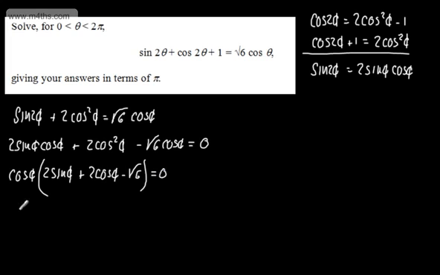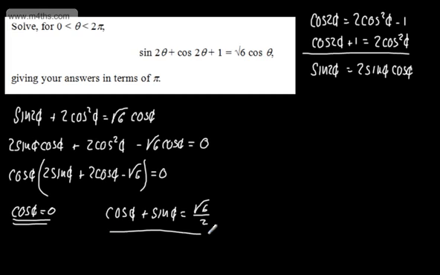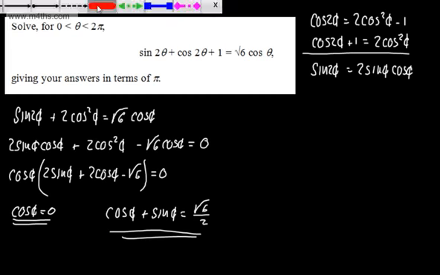If I rewrite this, cos theta would be equal to 0, which is nice and straightforward to deal with, or the quantity in the bracket is equal to 0. Rewriting this slightly, I'm going to write it as cos theta plus sine theta equal to root 6 over 2. We'll deal with this one shortly. The cos theta equals 0 case is the easier one, so let's do that first.